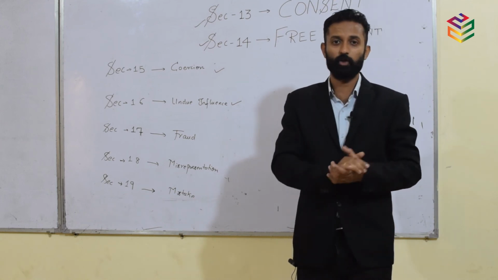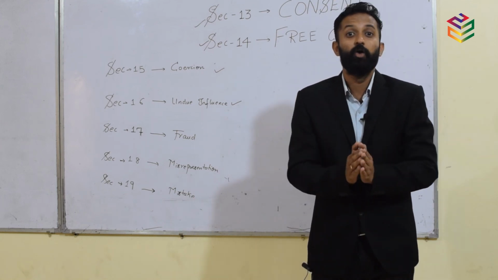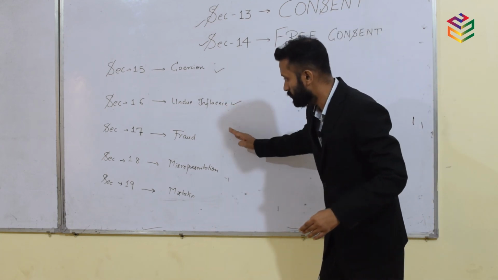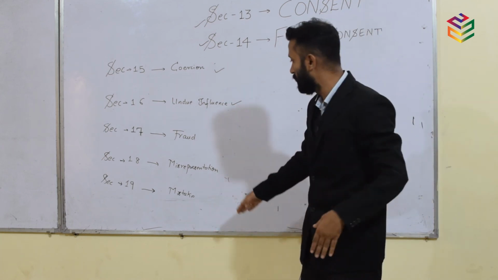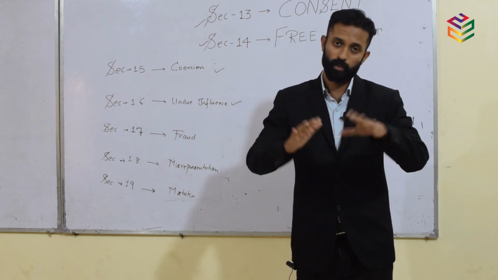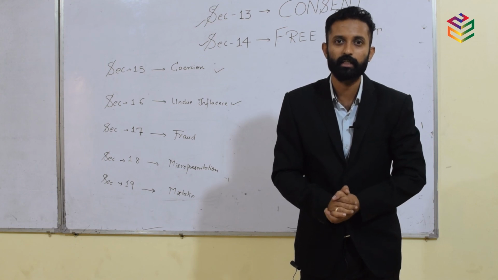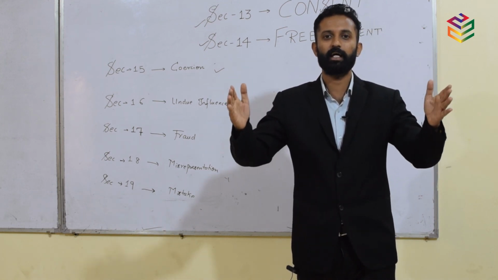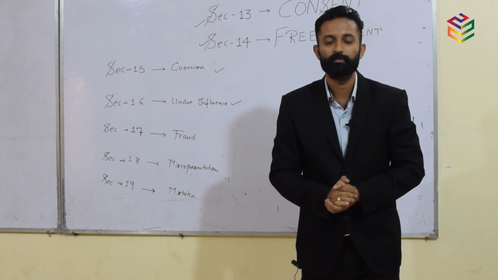So if it is under coercion, undue influence, fraud or misrepresentation, then the contract will be treated as voidable contract. And if it is a mistake of fact, then it will be treated as what? Void contract. So please remember, coercion, undue influence, fraud and misrepresentation, voidable, and mistake, it will be treated as void contract. So here we have finished with section 19 and thus the concept of consent, free consent and the ingredients of free consent. Thank you.